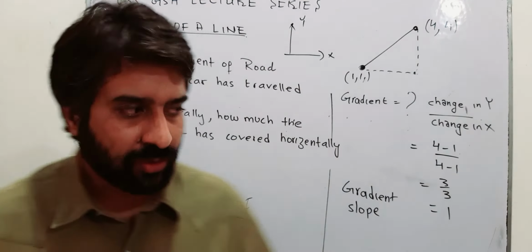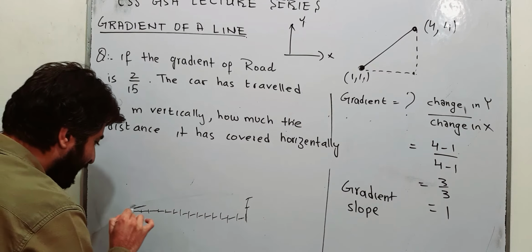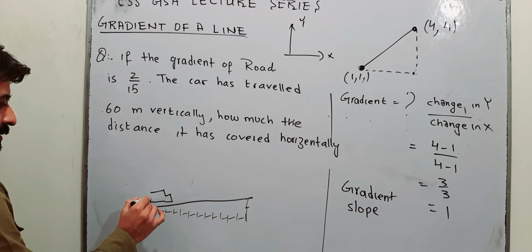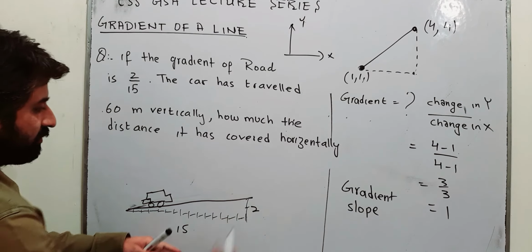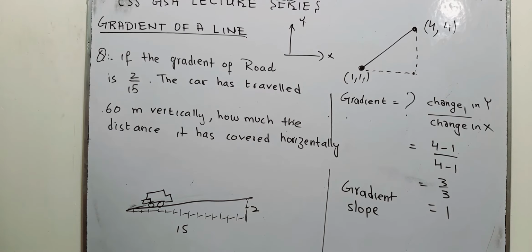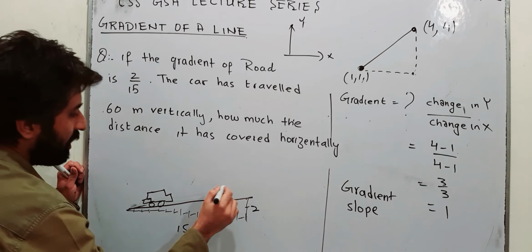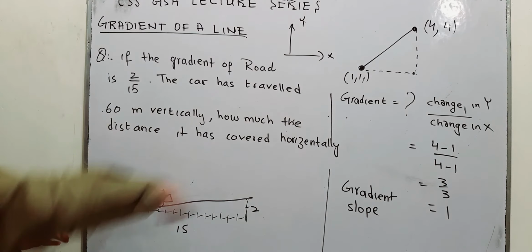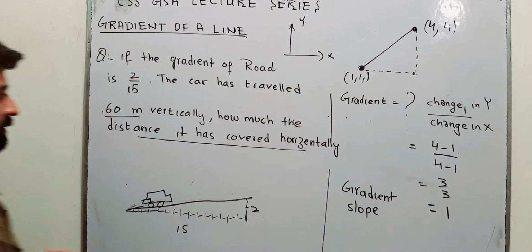Now the road looks like this. Sorry, not like this, it must be like this. Okay, this is the road and here is your car. And this is 15, this is 2. So slope is 2 over 15, y over x. The car has climbed 60 meters. Now the car is here. Suppose it has moved along the road, and from some point it rises 60 meters.